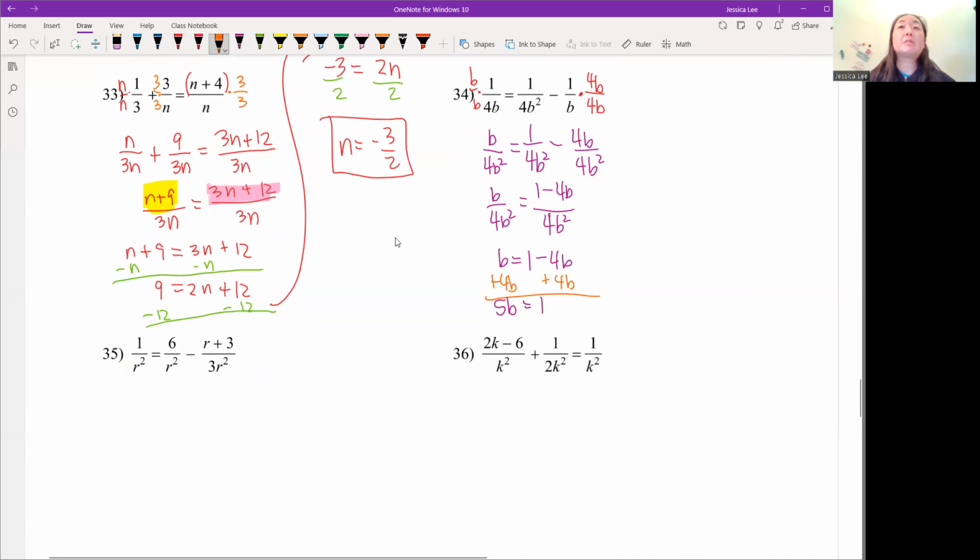And what do we do from there? Divide by 5, divide by 5. Do not say that b is equal to 5. It doesn't work like that. So b is equal to 1/5. That's good. 1/5.